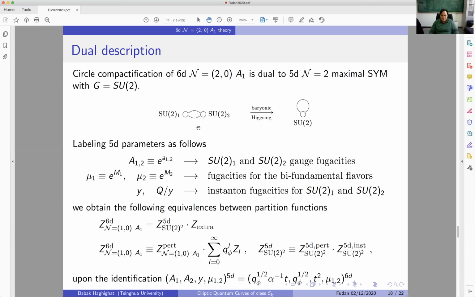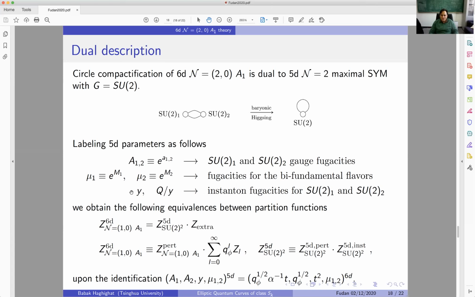And so first of all, let me say that these two theories are just identical. One can observe it at the level of partition functions, that the 6D and the 5D theories are just equal if one identifies the fugacities in this particular way. These are 5D fugacities here. This capital A are the SU(2) gauge fugacities of these two SU(2) gauge nodes. These are the fugacities of bifundamental flavors.